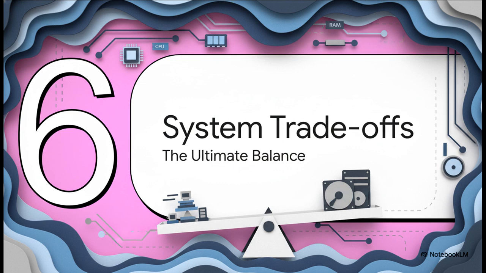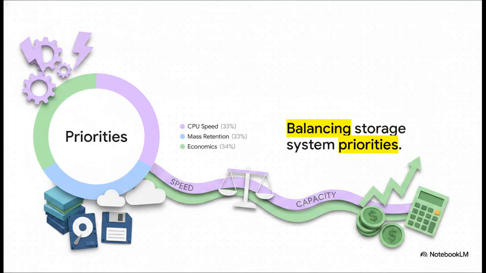Which brings us to part 6, the ultimate system trade-offs. Let's see how all this builds into the ultimate balancing act of modern computer architecture. Because at the end of the day, computing relies completely on a delicate triad of trade-offs. Look, if you want lightning-fast CPU speeds, you absolutely need primary memory, but you sacrifice capacity. If you want mass retention, you need secondary memory, but you sacrifice speed.